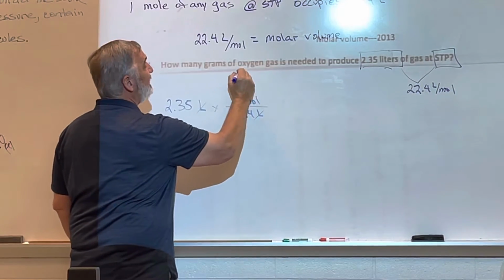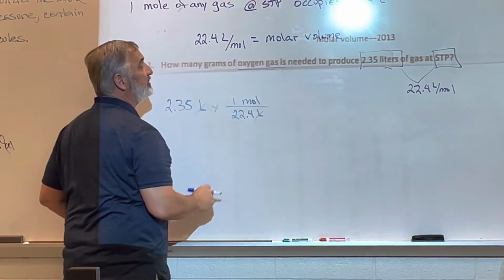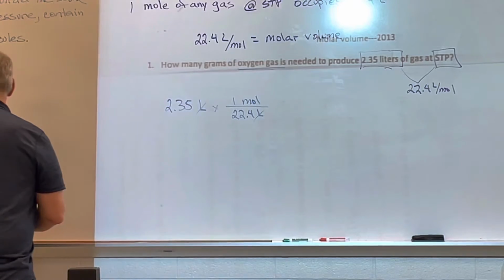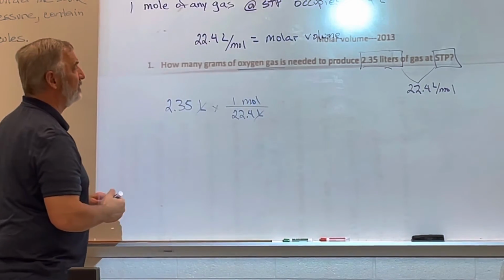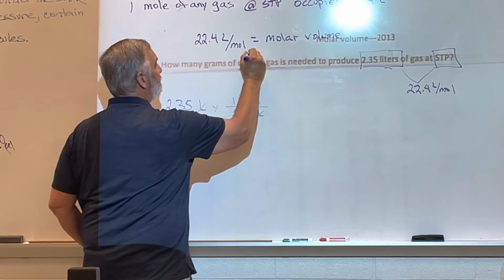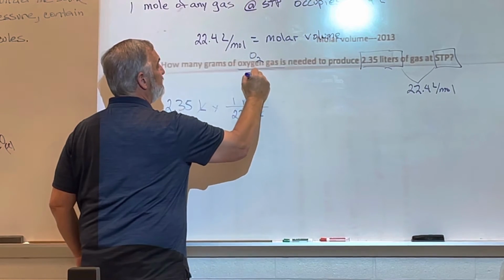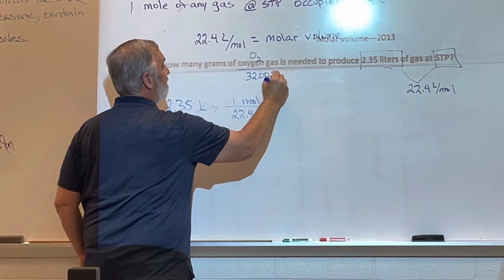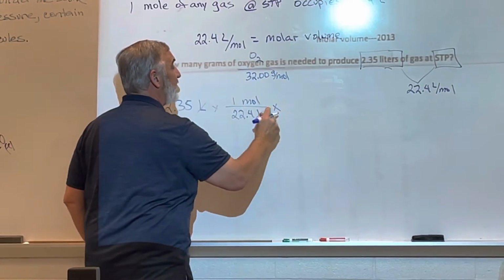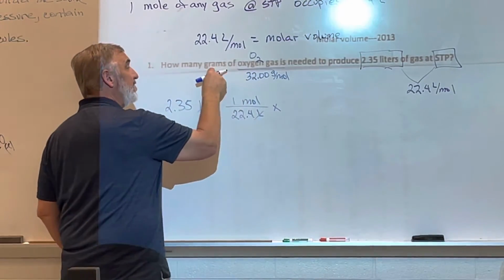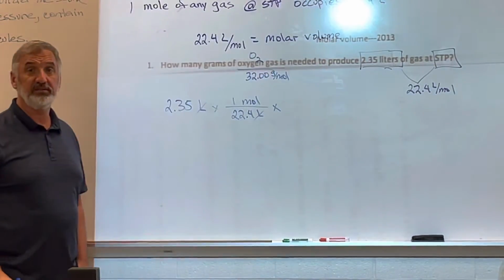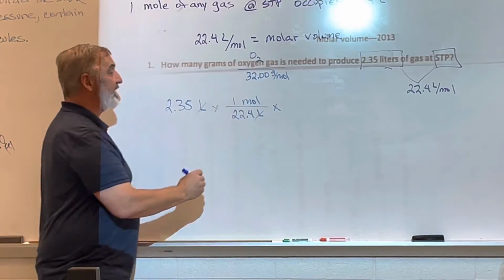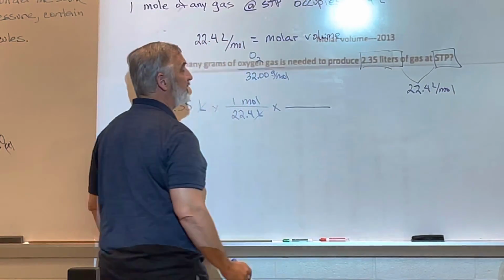But we want oxygen gas. So again, what's oxygen gas going to be? 32. Okay, well, what's the formula for it? O2, right? So I know it's going to be 32 grams per mole. So that, if I go from moles to grams, I'm going to use the molar mass. So what do I do with that one then? Where's the 32 go on that?